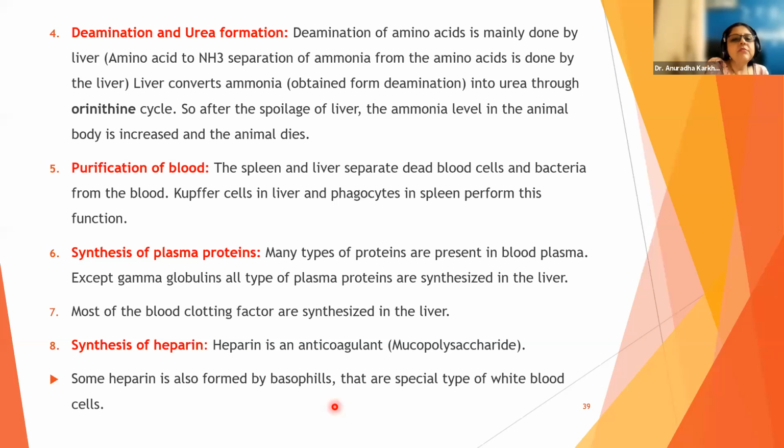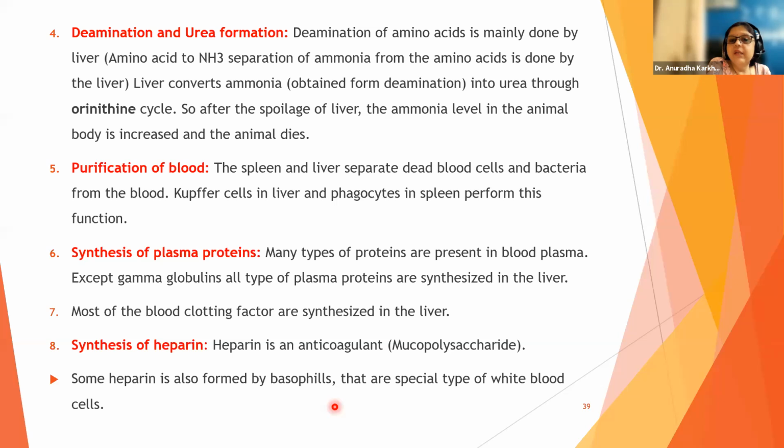So after the spoilage of the liver, the ammonia level in the animal is going to increase and the animal will die. Purification of blood. The spleen and the liver separate dead blood cells and bacteria from the blood. So they act like what? They act like filters. Kupffer cells in the liver and phagocytes in the spleen perform this function.